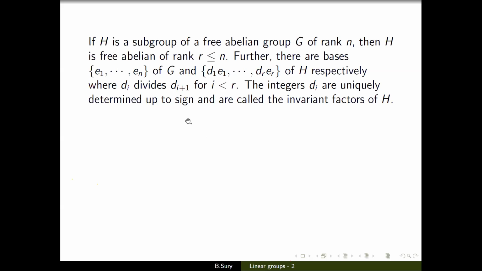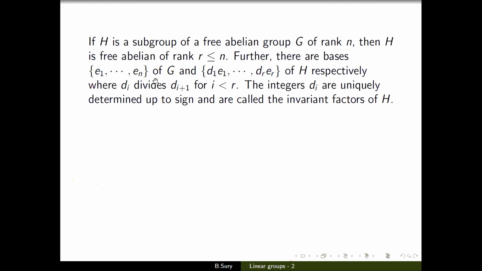The new thing here is that, in a vector space of dimension n, if a subspace has dimension n, of course, it is equal to the whole space. You cannot have a proper subspace whose dimension is equal to n. But here, such a thing can happen. So here, the analogue is more subtle.